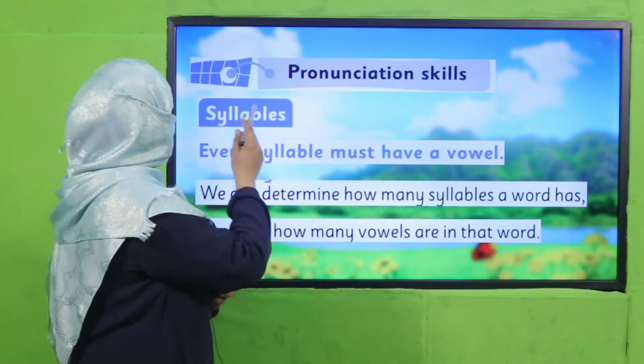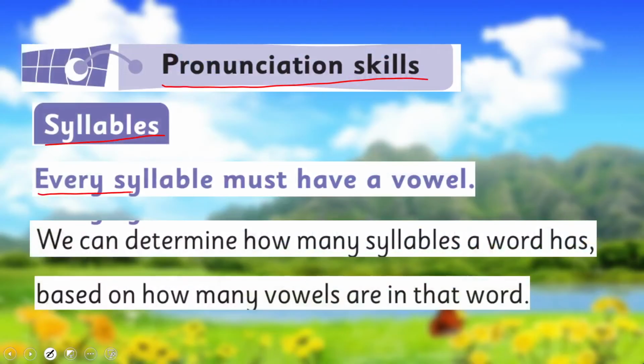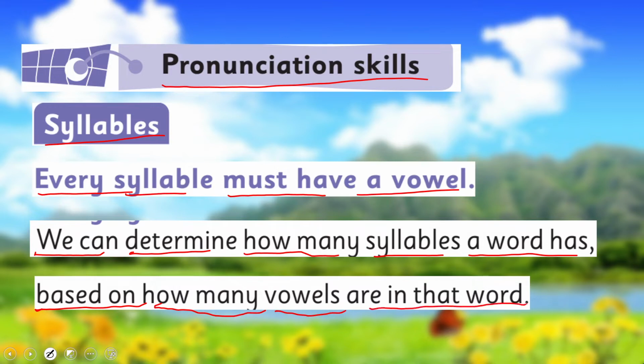Okay, let's see what your book says about it. Pronunciation skills, syllables. Every syllable must have a vowel. We can determine how many syllables a word has based on how many vowel sounds are in the word. So the vowel sounds tell us how many syllables there are.